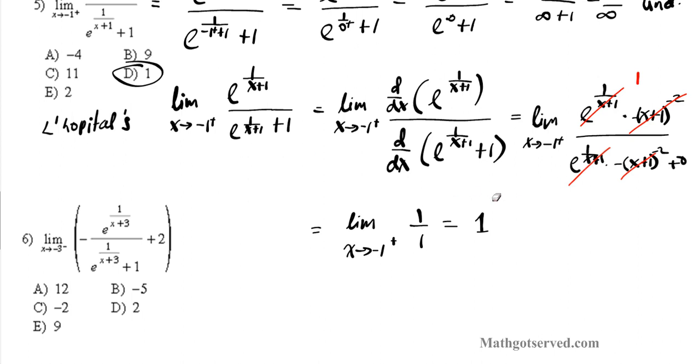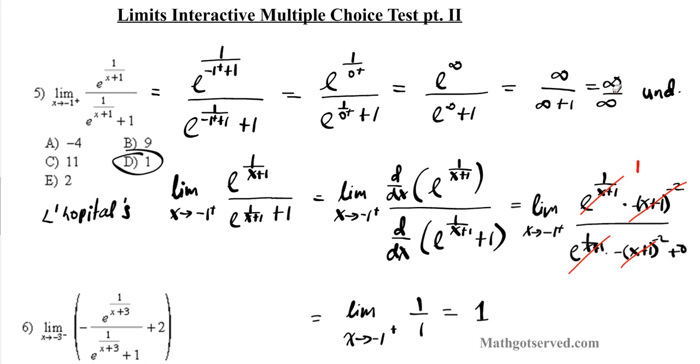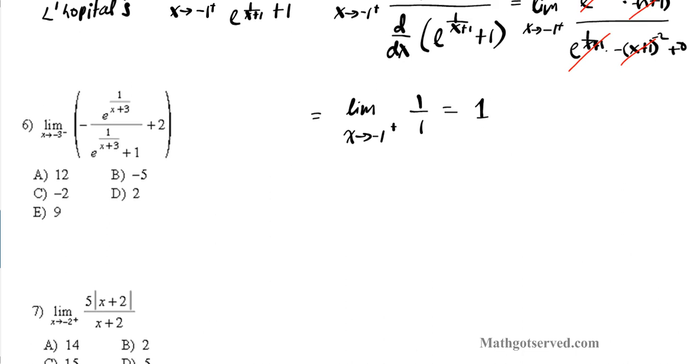So you just have to remember that anytime you have an indeterminate form, infinity over infinity, you can use L'Hopital's rule as a shortcut. Just find the derivative of the top and the bottom, take the limit again, and then whatever answer you get, that should be your limit.